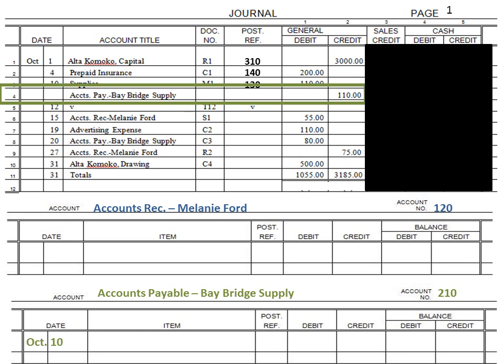But we have this accounts payable Baybridge. The transaction happened on the 10th. The post reference comes from page 1. The credit is 110. Our new balance is 110. Okay, we then go up and we put 210 in the post reference, continuing the steps.